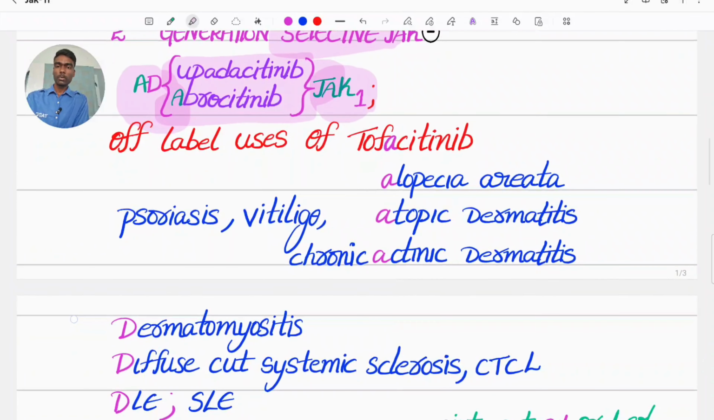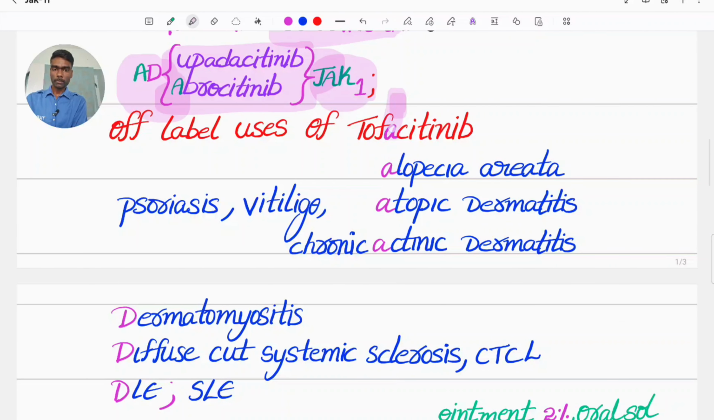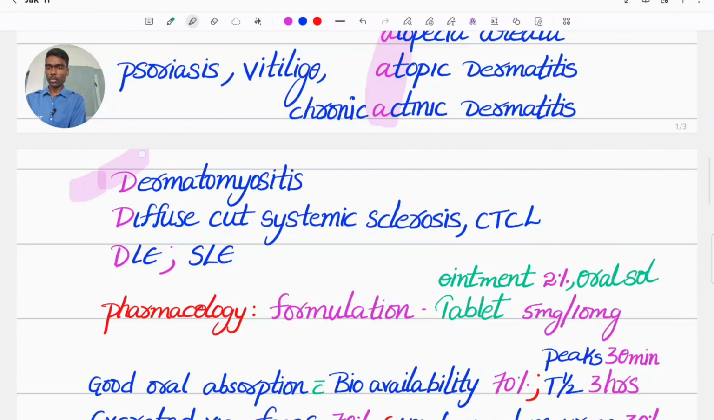Coming to off-label uses of Tofacitinib: atopic dermatitis, actinic dermatitis, alopecia areata. Next, connective tissue diseases, dermatomyositis, systemic sclerosis, SLE, cutaneous T-cell lymphoma.